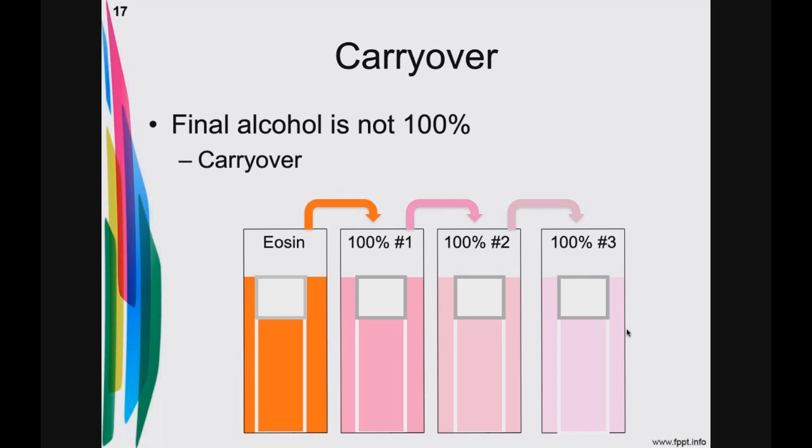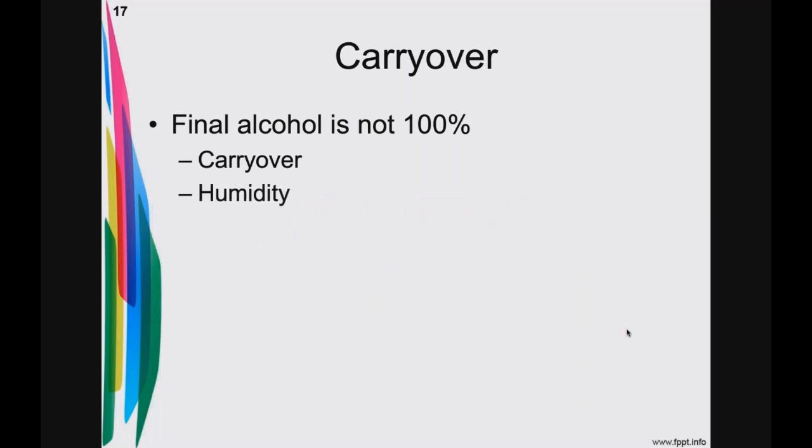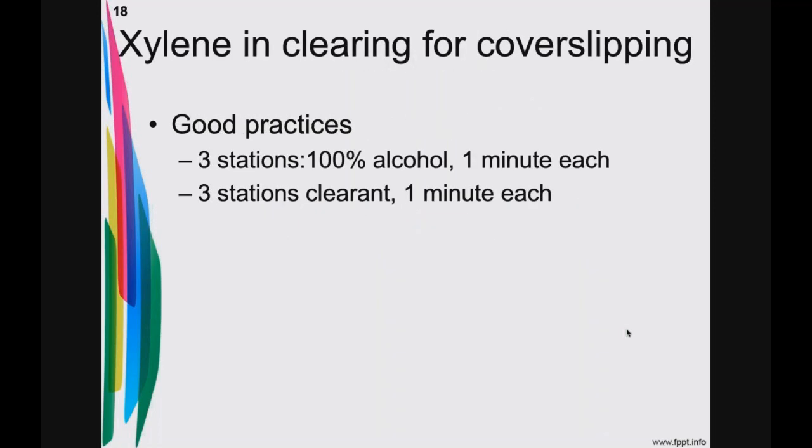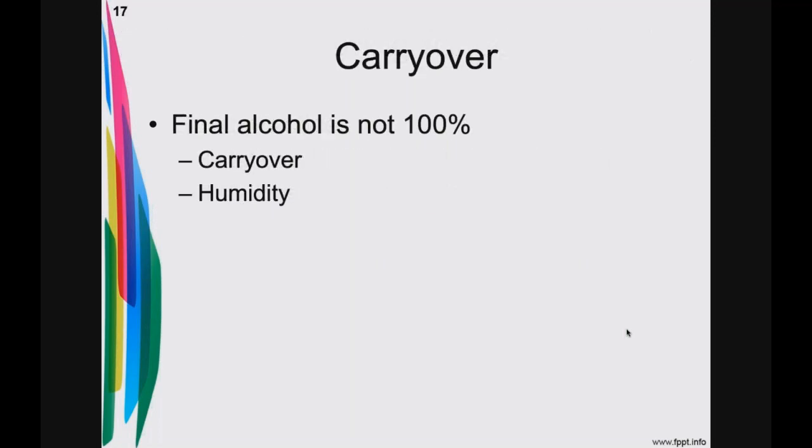So how does this really happen? Why is your final alcohol not 100%? Well, most of it is a very common cause. It's just simple carryover. All the eosins on the market are made with diluted alcohol, let's say 0.5% eosin in 95% alcohol. You've got water in your eosin. You go into the first 100, and you're carrying over eosin into it. If you see a pink color in your alcohols, you've got eosin in there. And if you have eosin in there, you have water.